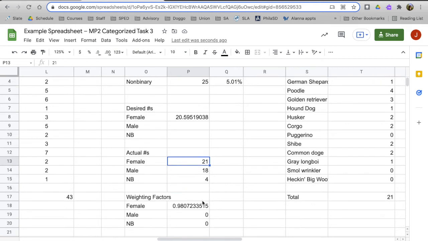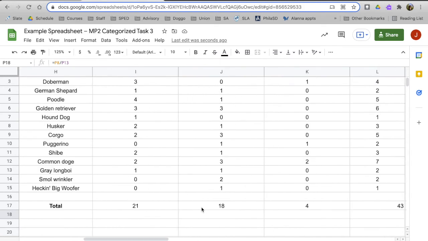Now we'll find our weighting factor. So to find our weighting factor, we are just going to do the formula: desired number, so equals this number, divided by actual number. That's it. We just find that ratio. And again, we're not going to round here. There's no reason to round our data when we're still in the middle of calculations. That will just make things less accurate. So we have our weighting factor for female.